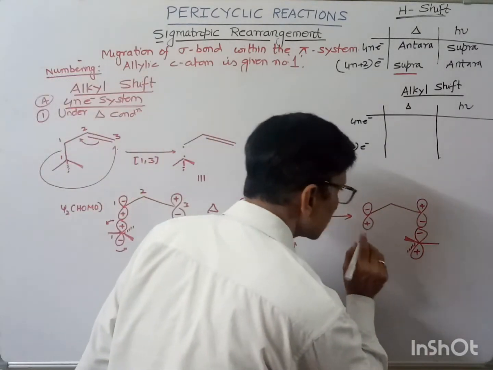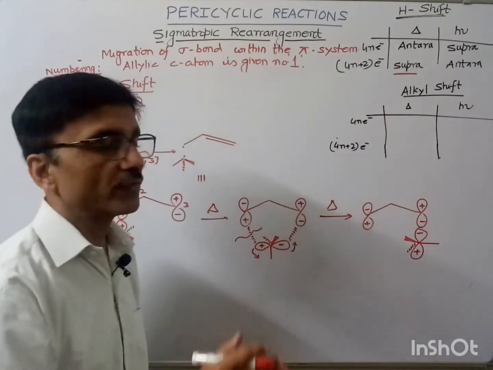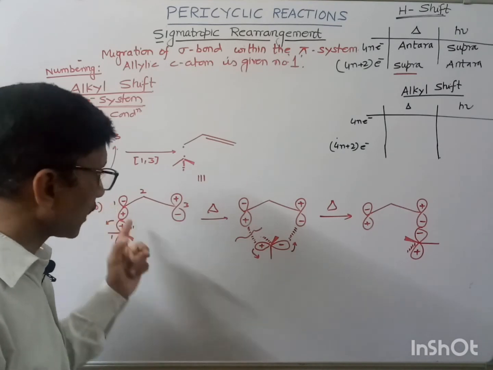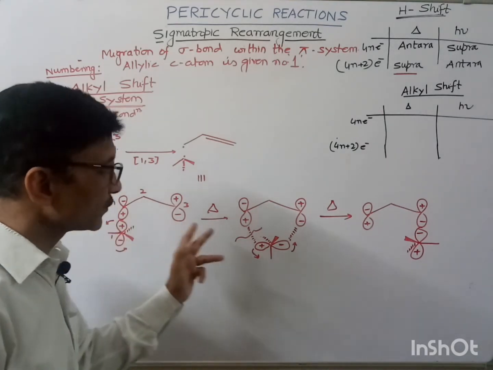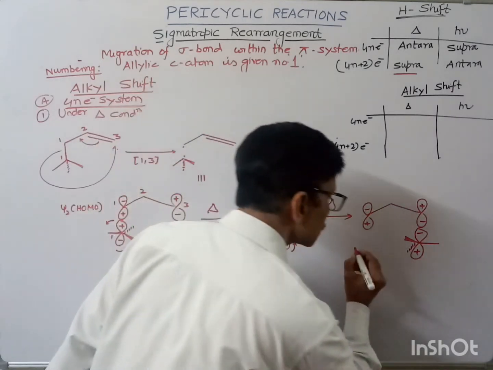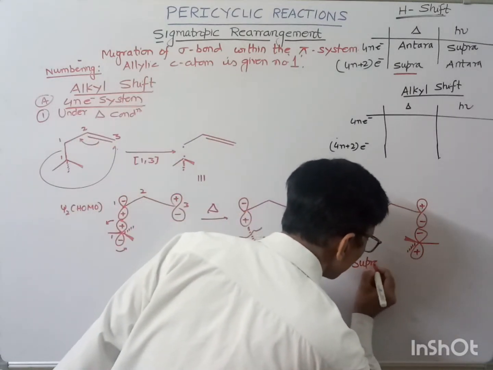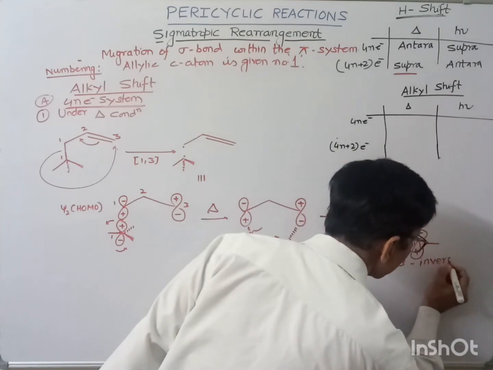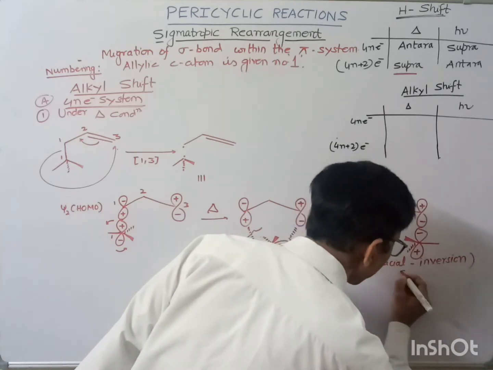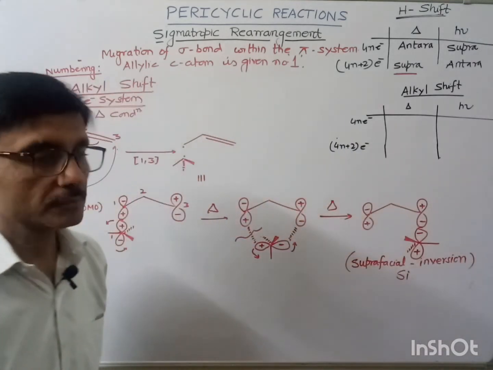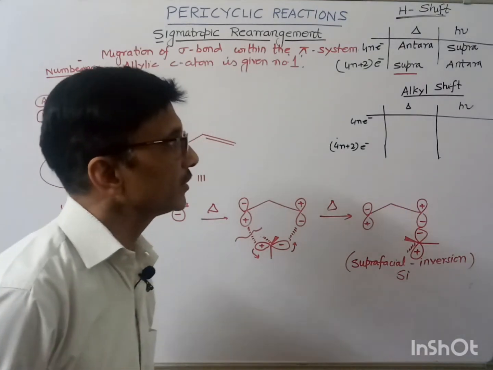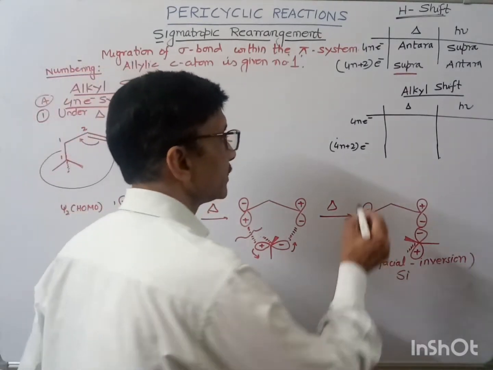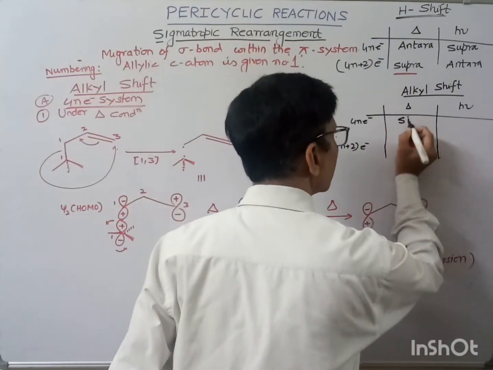Inversion of configuration, and the inversion with suprafacial. This is attached on the same side. Alkyl group before and after are on the same side. So that's why it is called suprafacial interaction. Suprafacial interaction is taking place with inversion of configuration. So better I should write in a short form, SI. So suprafacial interaction with inversion of configuration under photochemical condition. So I may write the selection rule SI over here.